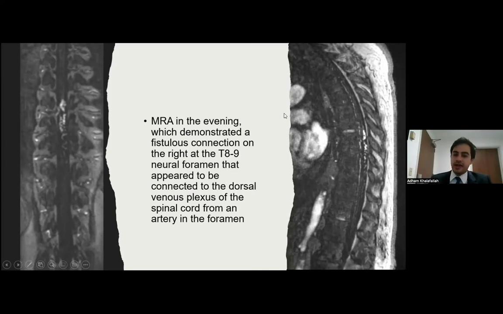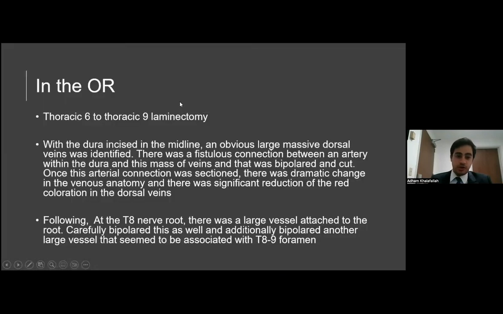So now the plan. We have a negative angio, but we still have an MRA that shows the fistula. So we decided to take the patient to the OR the next morning. And in the OR, T6 to T9 laminectomy was done.